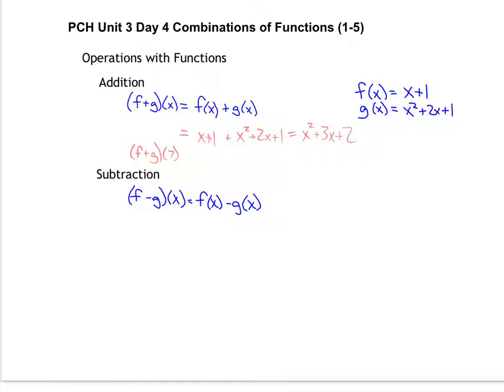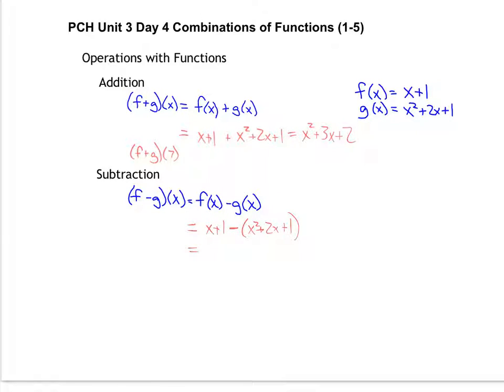Subtraction. f minus g of x. The only thing you have to be careful about here is your symbol, the parentheses. If it's minus, you will change all the symbols in the parentheses. Very good. You've got f of x is x plus 1. I've got to subtract all of g of x, not just the x squared. So you've got to make sure you distribute that negative.